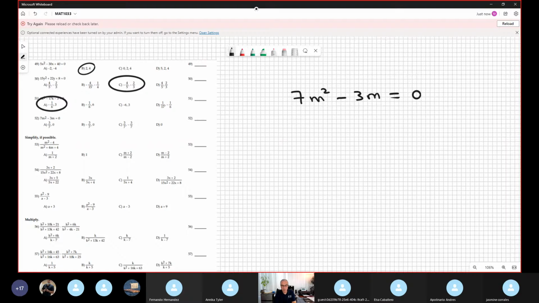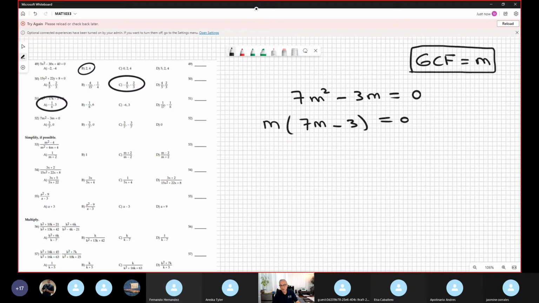But in this case, a binomial, wow, it's perfect. It's difference of squares, sum of cubes? No, it's GCF. You find the GCF, I can see the only GCF that we have is m. m is the GCF. I factor out m. We have m times 7m minus 3 equal to 0. And that's it. The only technique you apply was GCF. No trinomial, no special binomial, no. GCF. I don't know, maybe it's confusing or not for you. Okay, m alone is a factor, and 7m minus 3 is another factor.